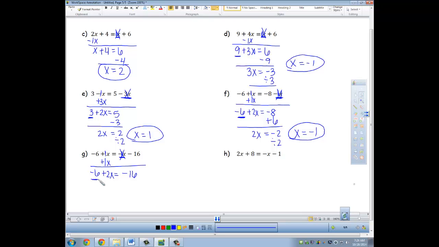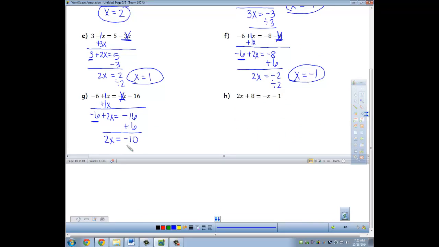This is my friend again. So instead of negative 6, I'm going to do the opposite and add 6 to get 2x equals negative 16 plus 6 is a negative 10. Instead of multiplying by 2, do the opposite and divide by 2 to get x equals negative 10 divided by 2 is a negative 5.